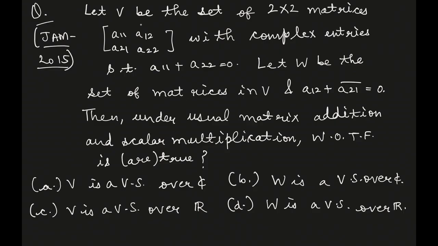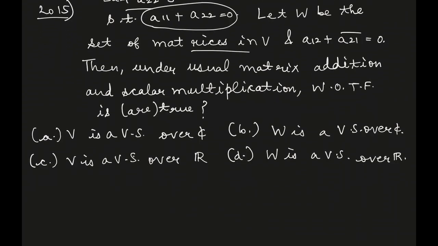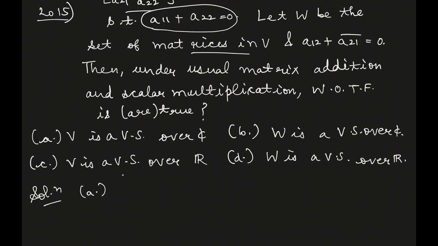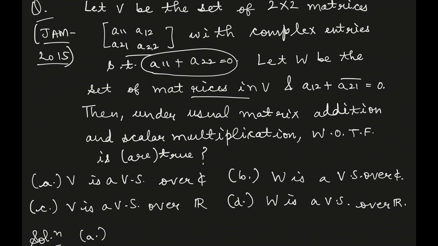So let us see the solution. It is written conjugate, no? W is a set of matrices in B where A12 plus A21 conjugate is 0. B is a set of 2 cross 2 matrices with complex entries such that the sum of diagonal entries is 0. Some of the diagonal entries are 0, not each diagonal entry.